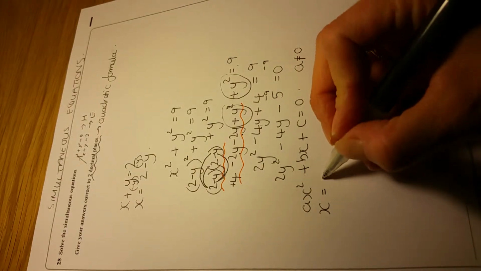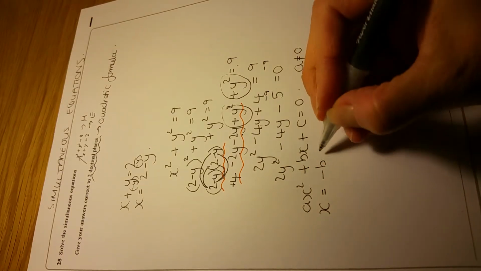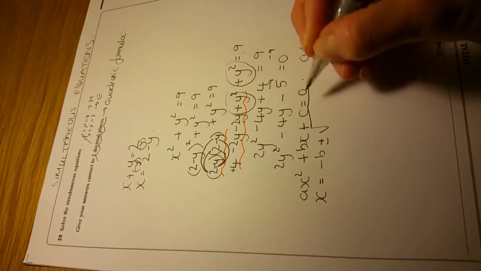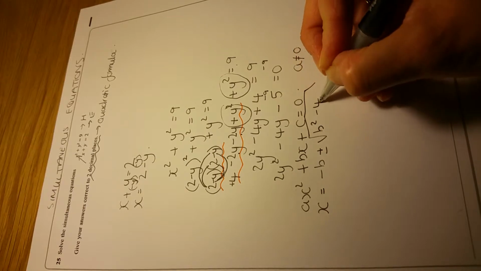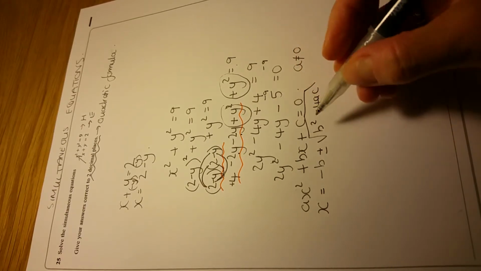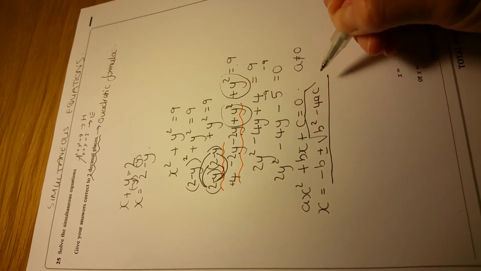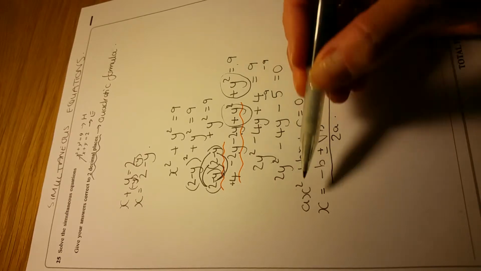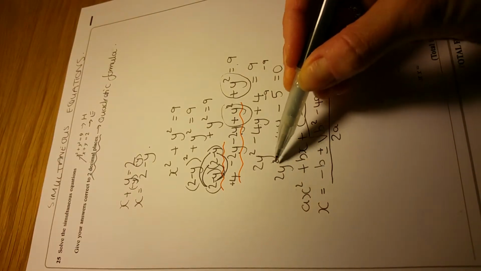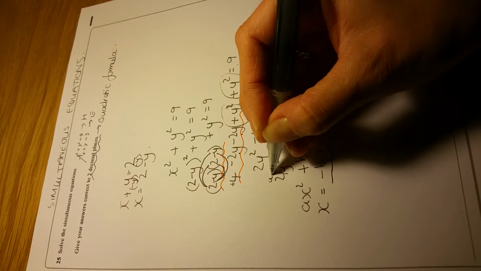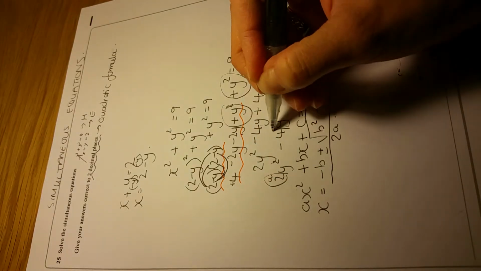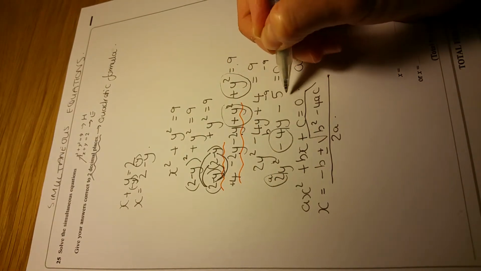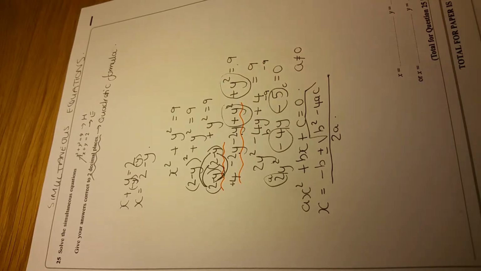So you look it up and it says minus b, finger space, plus or minus the square root of b squared minus 4ac. This bit here is the discriminant, but you only need that name if you're doing A level. All over 2a. Now when you look at this formula, you think, well, hang on, where does everything come from? A is the number in front of the x squared, or in this case y squared, so a is 2. B is this bit here, and this bit here is equal to c.